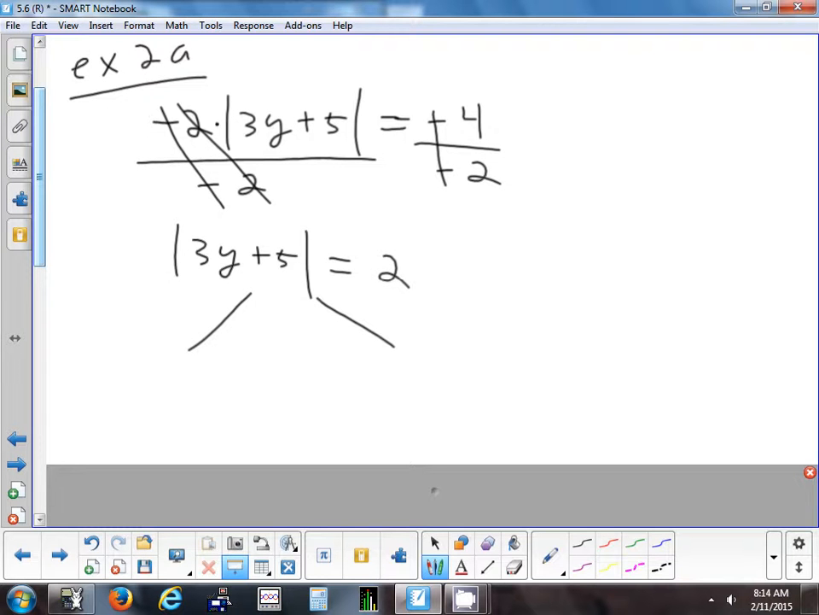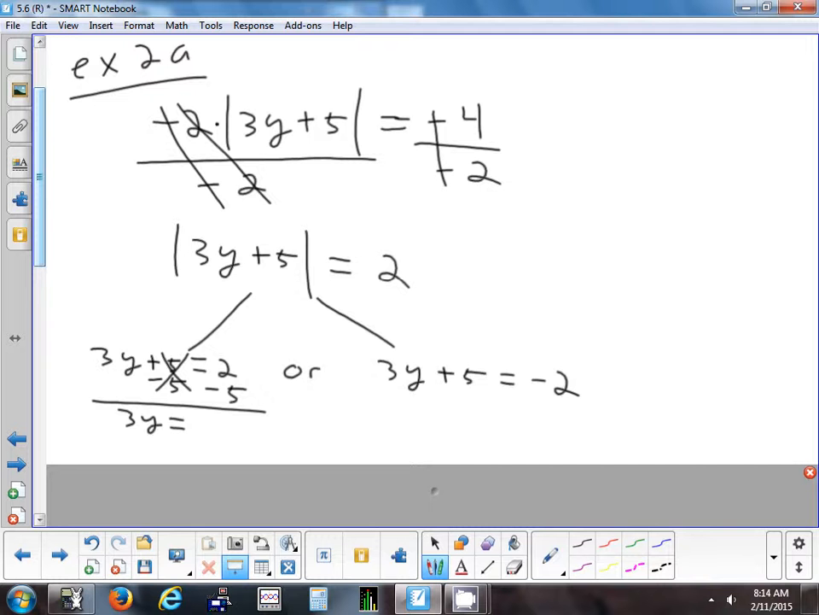Split it apart, just like we did before. 3y plus 5 equals 2, or 3y plus 5 equals negative 2. We'll start by subtracting 5 from each side. So we get 3y equals 2 minus 5 is negative 3. Divide by 3, divide by 3. And in this case, we're going to get y equals negative 3 divided by 3 is negative 1. So let's write our answers over here.